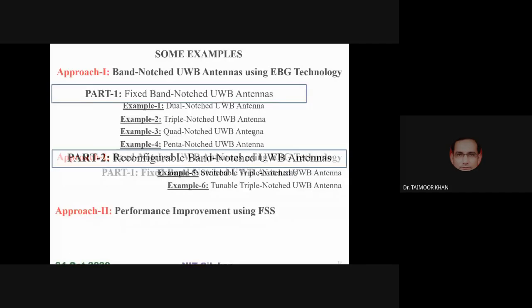Now, one by one, that is approach one, part one, fixed band notch characteristic. If I go back to that one here, you see dual notch, triple notch, quad notch, penta notch in four different geometries, in four different examples. Ultimately, the reference UWB antenna geometries I have taken in different forms.